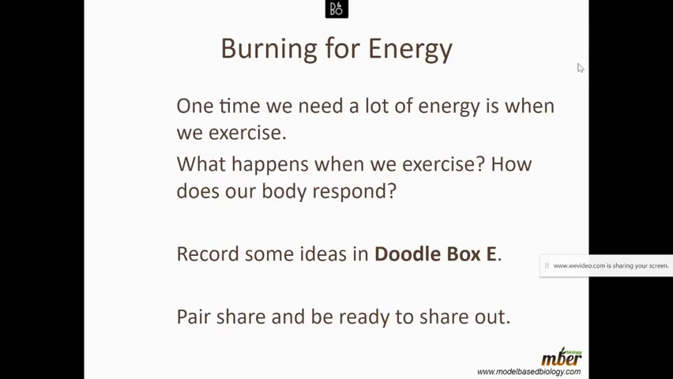So one time when we need a lot of energy is when we exercise. If you do any sports, I'm sure you feel worn out after you play, especially if it goes on a long time. So that's when we need a lot of energy. What happens when we exercise? How does our body respond? What are some physical responses? I'll give you one, we're probably sweating. What else happens or changes when we exercise?